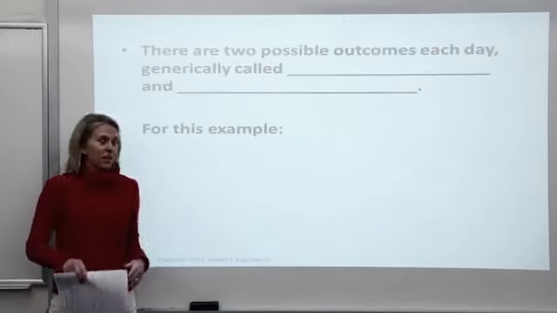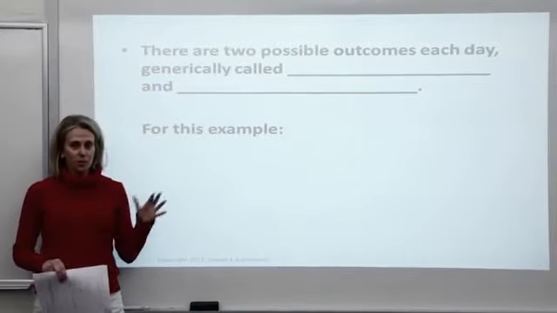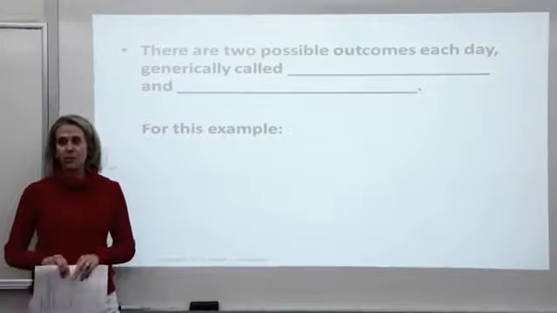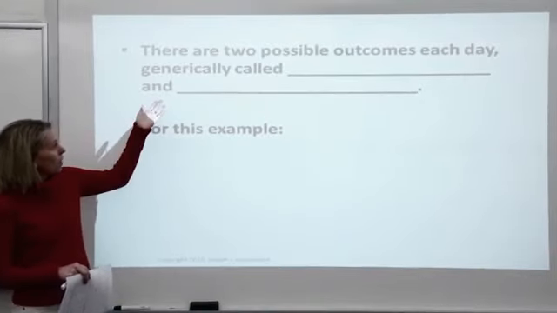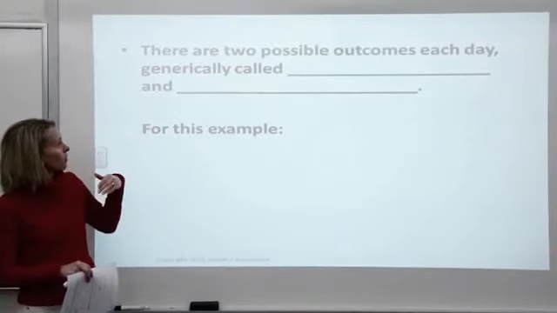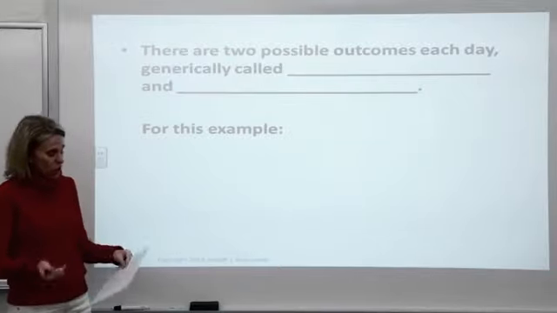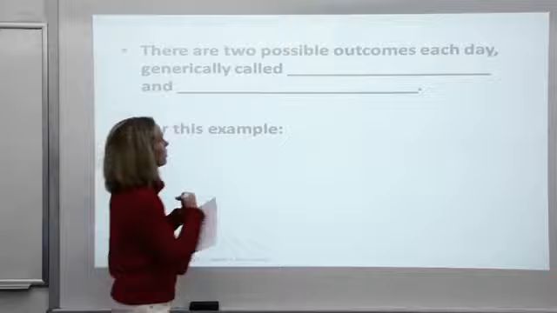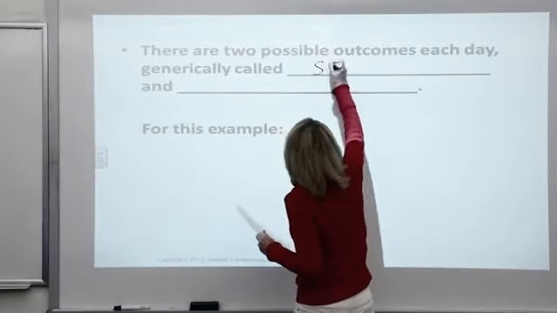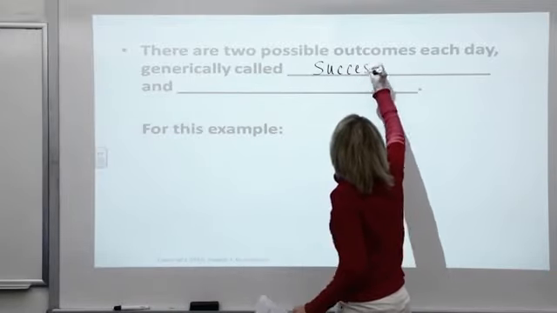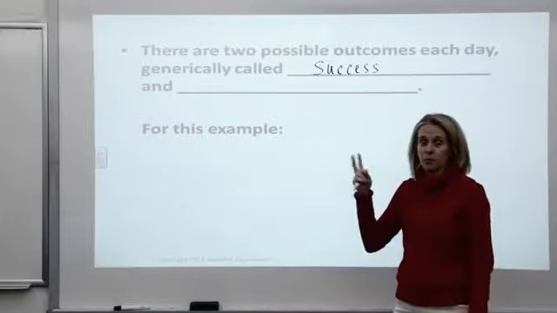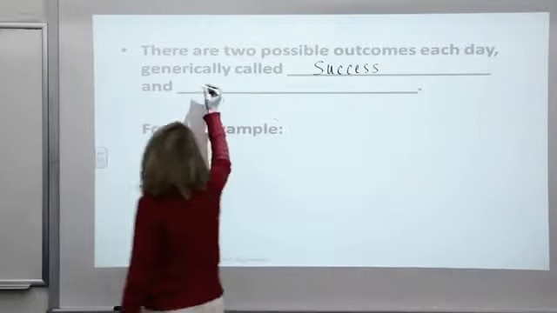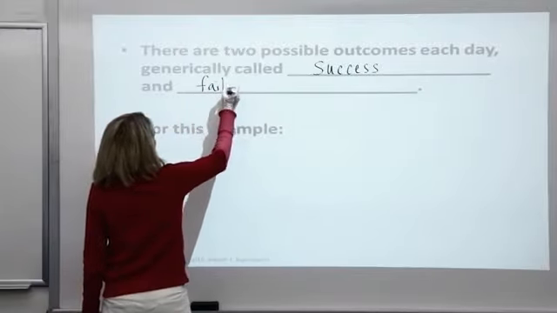Okay, so when you drive into campus, there are two possible outcomes. One would be that you get a spot in that lower lot. One would be that you don't. And so there are two possible outcomes each day. Generically, we call these two outcomes a success and a failure. So with the binomial model, we'll always have two outcomes. Binomial means two. And one of the outcomes we'll label a success, the other we'll label a failure.